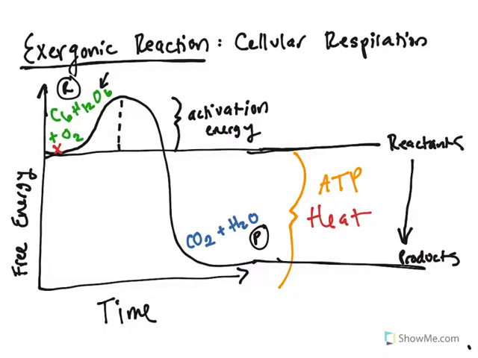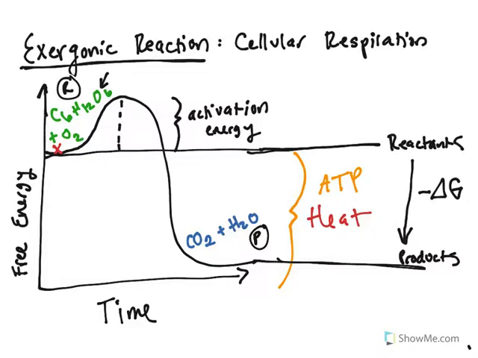So if I say, hey, what's happening? What is the change in free energy? Well, the energy decreased, right? The amount of available energy in this system has decreased because where did it go? It's in ATP and heat now, right? So this is a negative delta G reaction. Any reaction where the reactants have more energy available than the products is always a negative delta G.